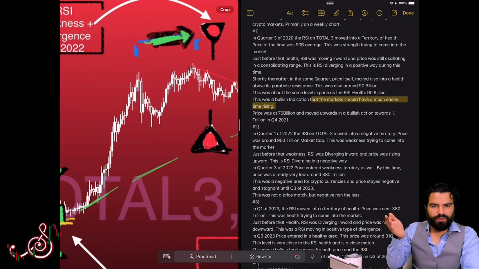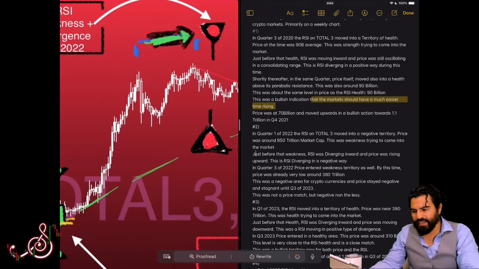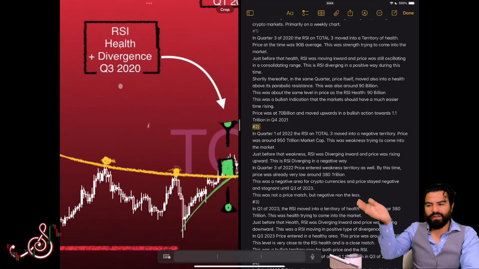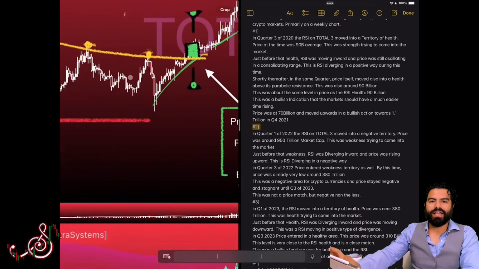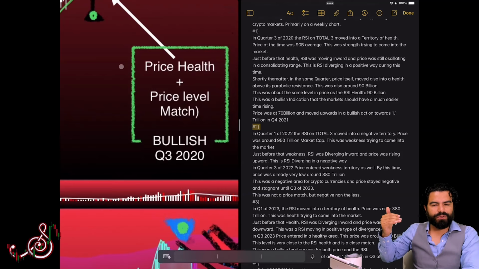So closer to 1.1 trillion, somewhere up there is where it moved up to. And that's great. Now, just before that, all right, so that's then. Number 2. So again, RSI health plus the divergence. And then we had price health plus matching price level where both healths came in.